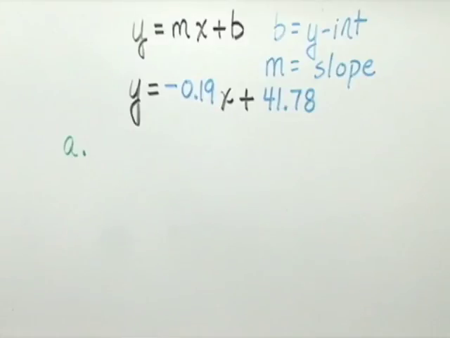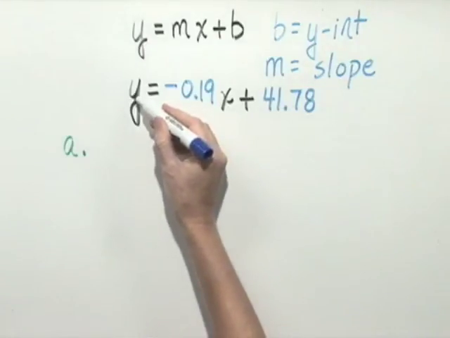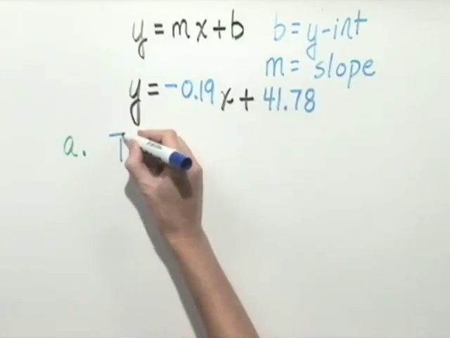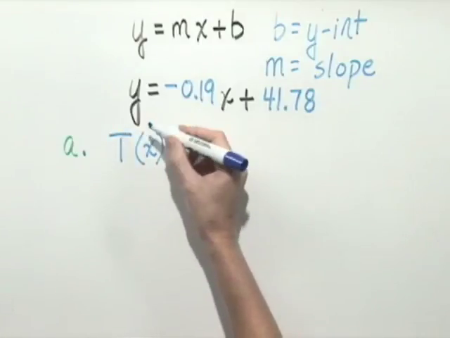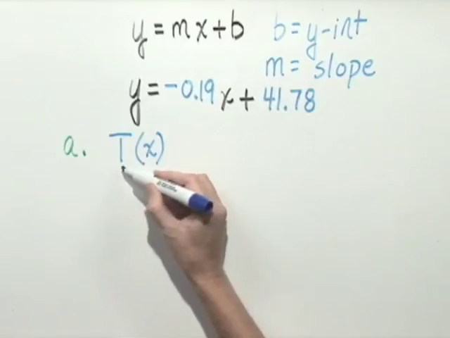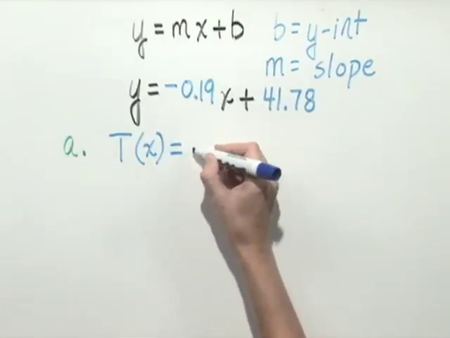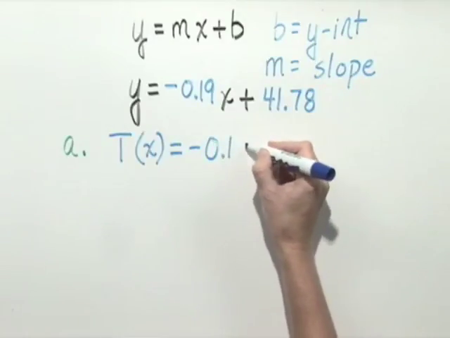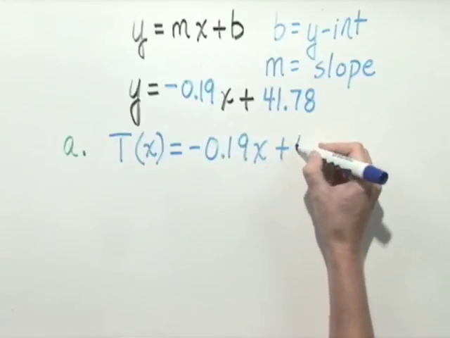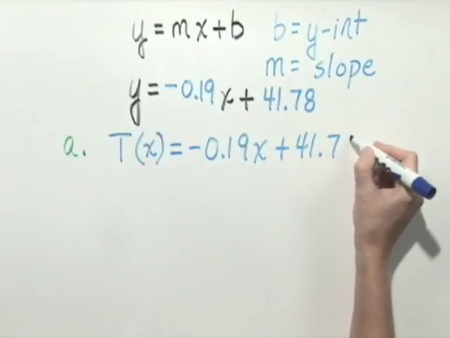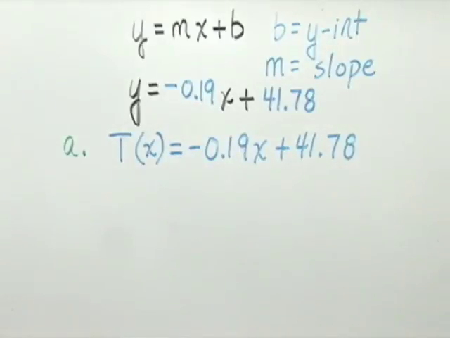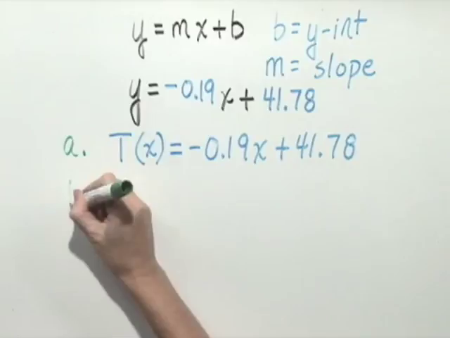Remember, in Part A, we're asked to express the winning time t in terms of x. So we have a function in terms of x. So our function, instead of writing y, I can write t of x, just as I would write f of x for y, but they asked us to express it in terms of t. So t of x is equal to negative 0.19x plus 41.78.